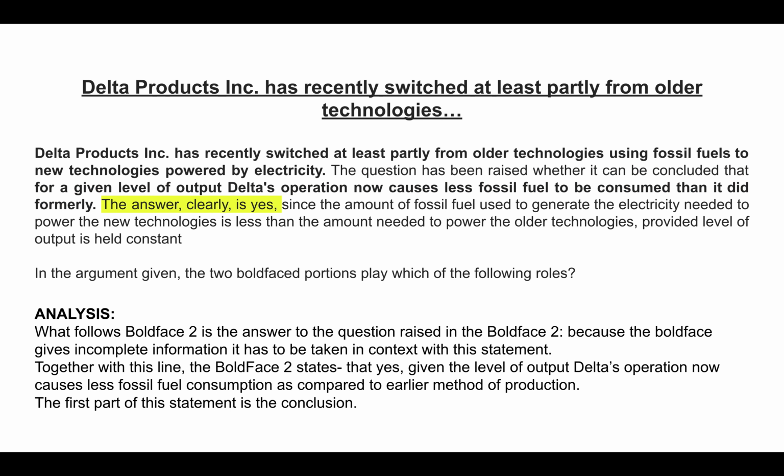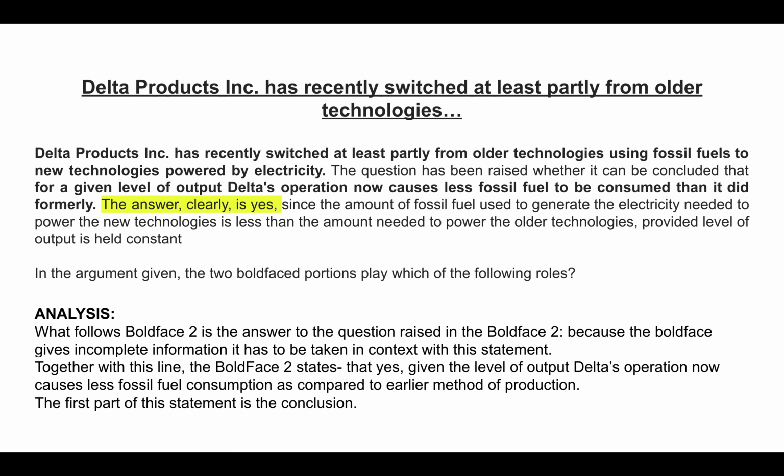The answer clearly is yes. What are we answering? We are answering the question that was raised in the previous boldface. So the answer is yes, that holding the level of output constant, Delta's operation causes less fossil fuel consumption as compared to their earlier method.